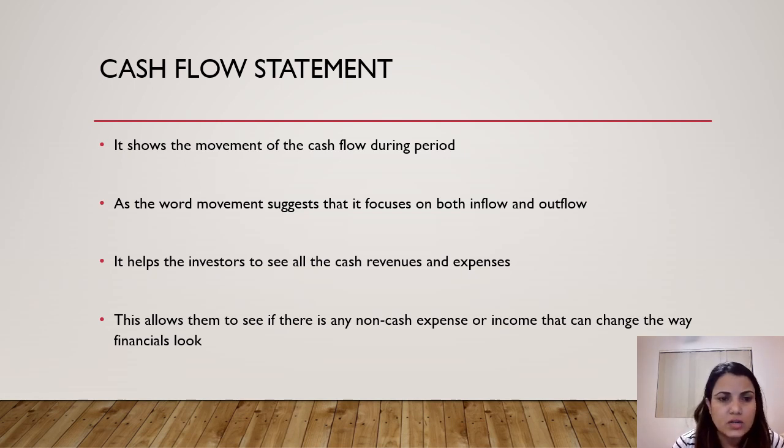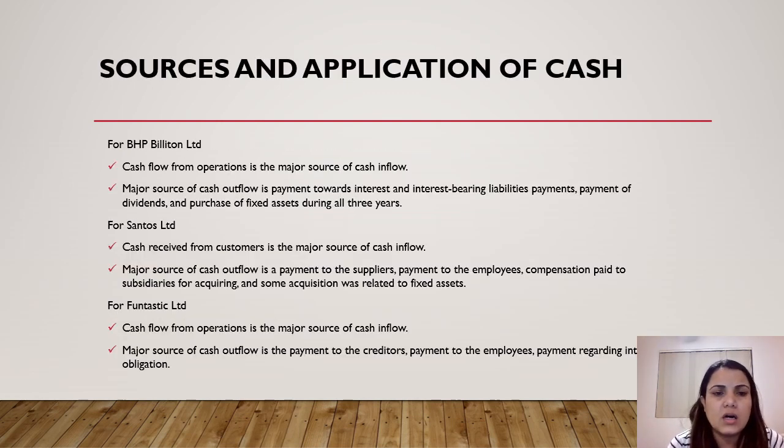So moving towards another slide, this is the slide which is about sources and application of cash. For BSP Billiton Limited, cash flow from operation is the major source of cash inflow. As in my assignments, I have clearly mentioned the three companies. The first one is BSP Limited, the second one is Santos, and the third one is Fantastic. So I have taken some of the important slides from my assignments, which I am presenting at the moment.